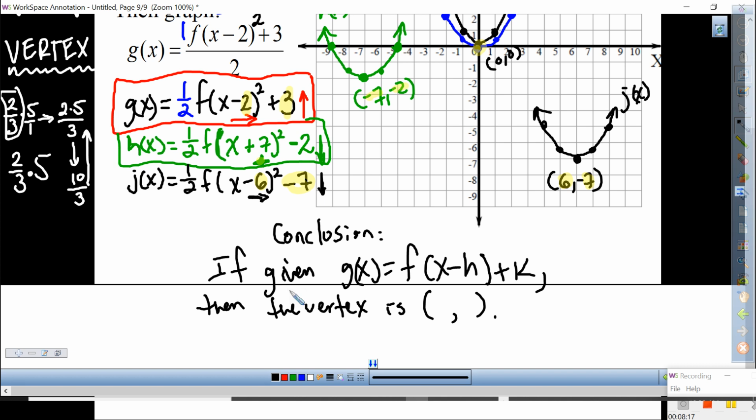The vertex is, oh snap, there's a B. Miguel. H-K. Hands if you saw that?